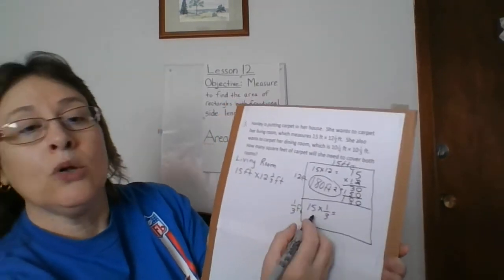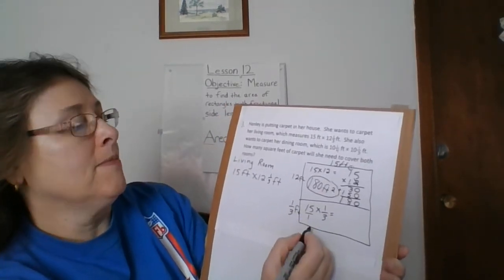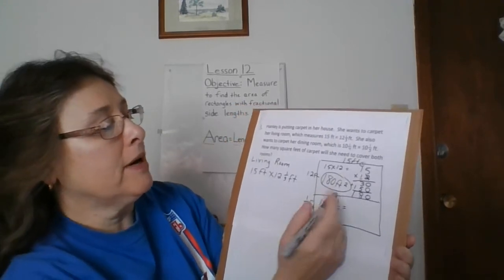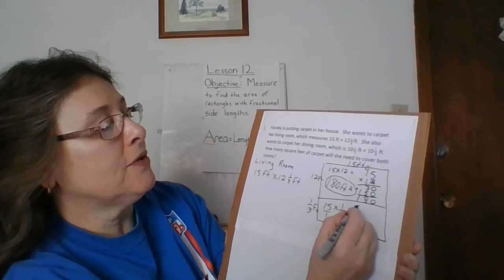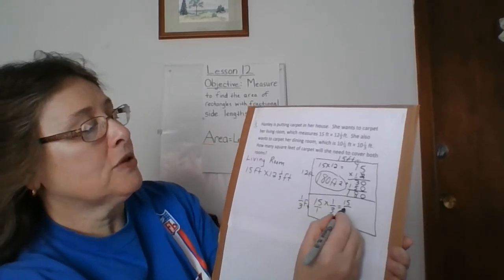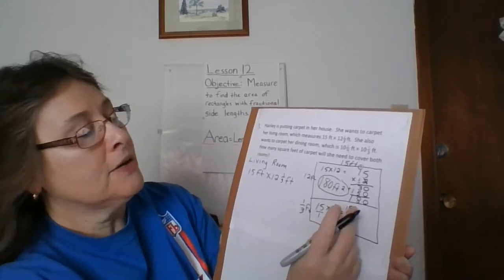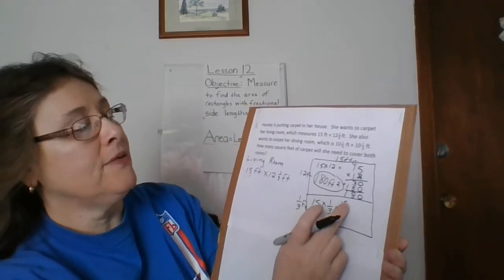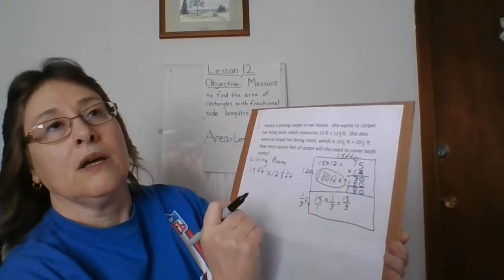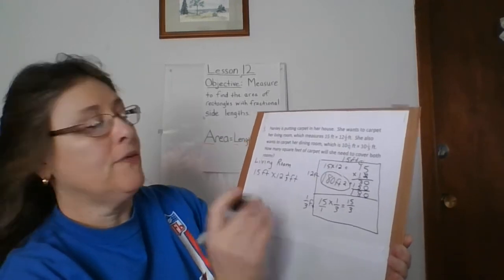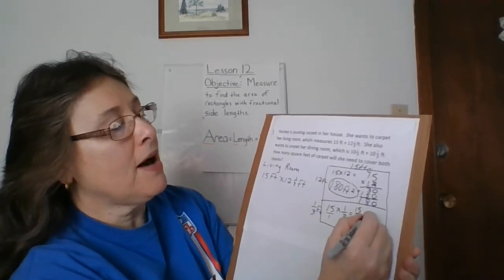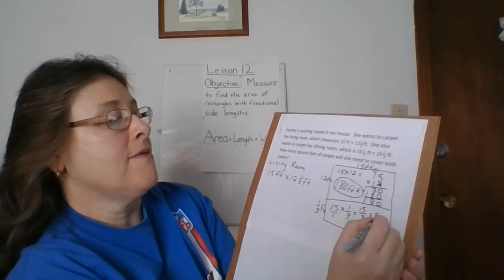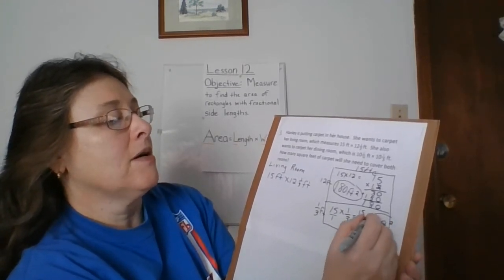Again, 15 is a whole number. I'm going to put it over a 1. So now I have numerator times numerator, denominator times denominator. 15 times 1 is 15. 1 times 3 is 3. This is improper. So how many times can 3 fit into 15? 3, 6, 9, 12, 15. It fits in evenly 5 times. So I have 5 feet squared.